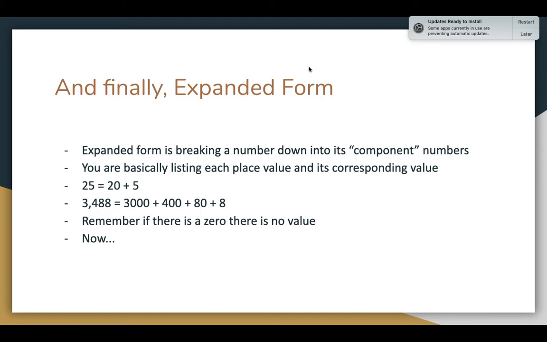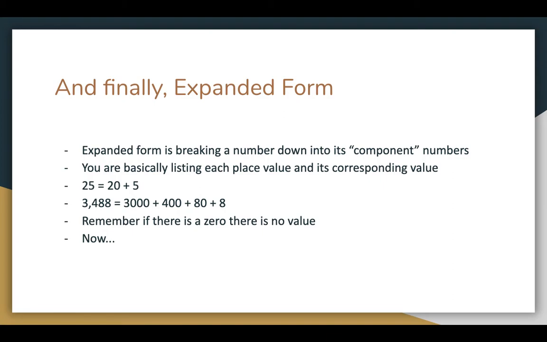Why? Well, there's an 8 in the ones place. That is equal to 8 ones. There is an 8 in the tens place. That is equal to 80, or 8 tens. A 4 in the hundreds place, which is 4 hundreds. And a 3 in the thousands place, which is 3,000.